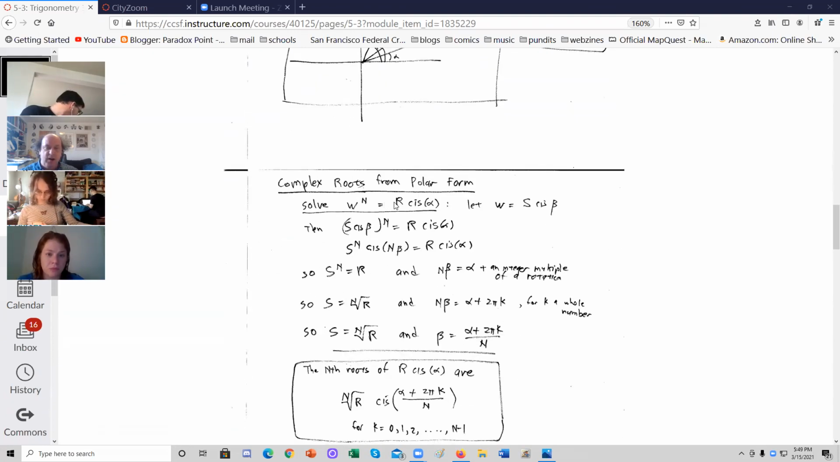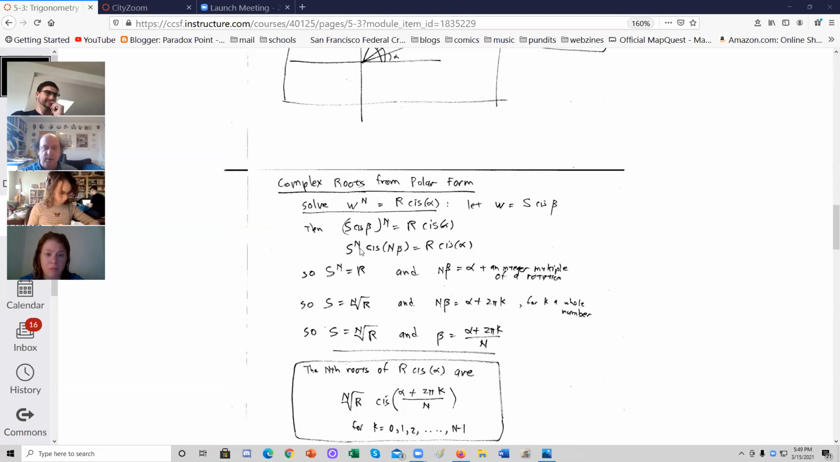Suppose you have r cis alpha, and we want to find its nth root. We want to find w, which to the power n equals r cis alpha. Okay, w will have a polar form, s cis beta. So s cis beta to the nth equals r cis alpha. We want to find what s and beta are. Okay, an nth power of s cis beta is the nth power of s times cis of n times beta.